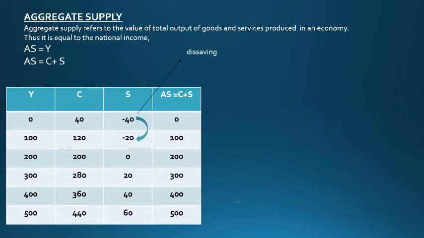Now the initial portion of the savings where it is negative indicates dis-savings in the economy. Dis-savings means using the previous year's savings, or the past year's savings, for the current year's consumption when the income is low or 0.